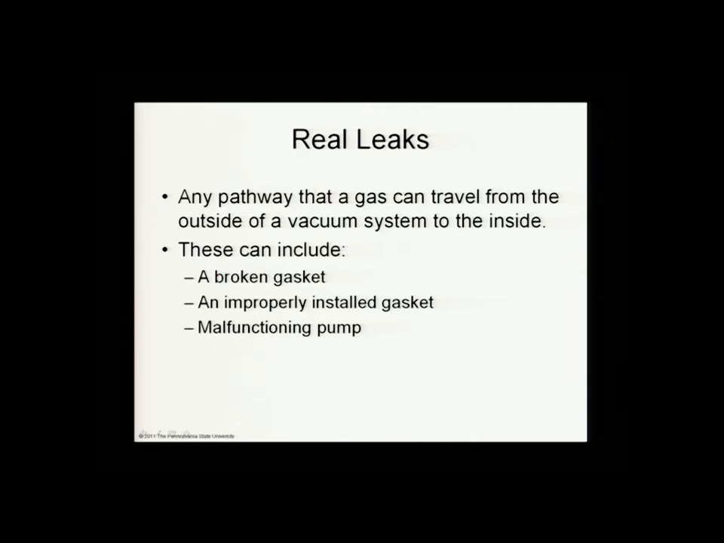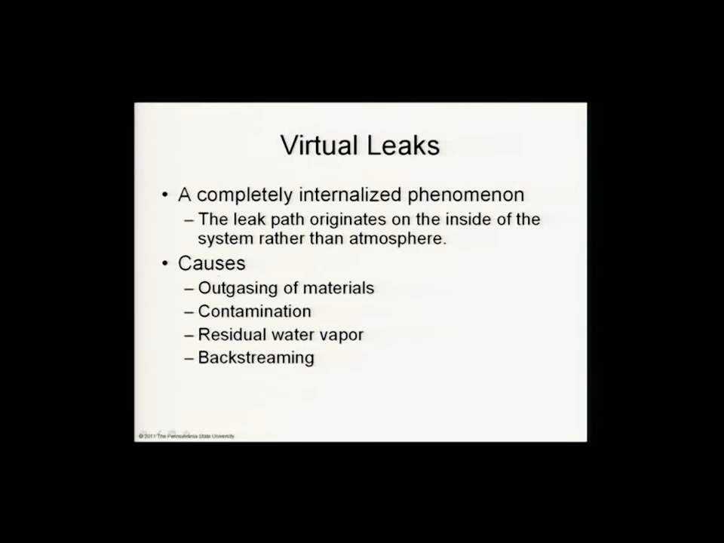So there can be gasket problems, gasket isn't sitting right, pumps aren't working right, lots of things that can cause real leaks. Virtual leaks, as we said, that's a limited supply that can volatilize, a limited supply of molecules. It's a completely internalized phenomenon. It's not coming from the atmosphere. And the leak path originates on the inside of the system rather than the atmosphere and causes outgassing of materials. Outgassing is a fancy word for some of the molecules in the material picking up enough energy to turn into vapor, that is, turn into gas in the vacuum chamber.